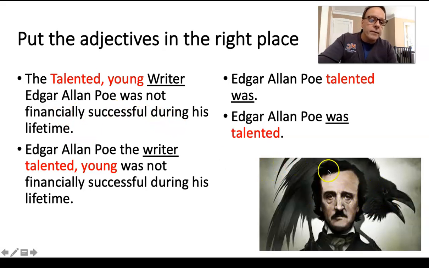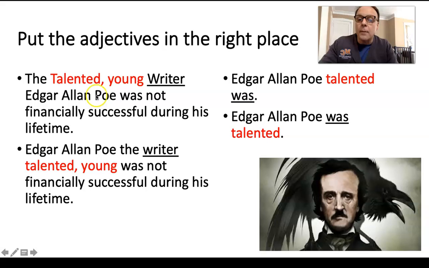Here's Poe down here with the raven. If anybody's a football fan, you might not know this, or maybe you do: the Baltimore Ravens are the only professional football team in the NFL that is named for a literary work. It's named for Edgar Allan Poe's The Raven. They're the Baltimore Ravens. So trivia, that's what's called an aside.